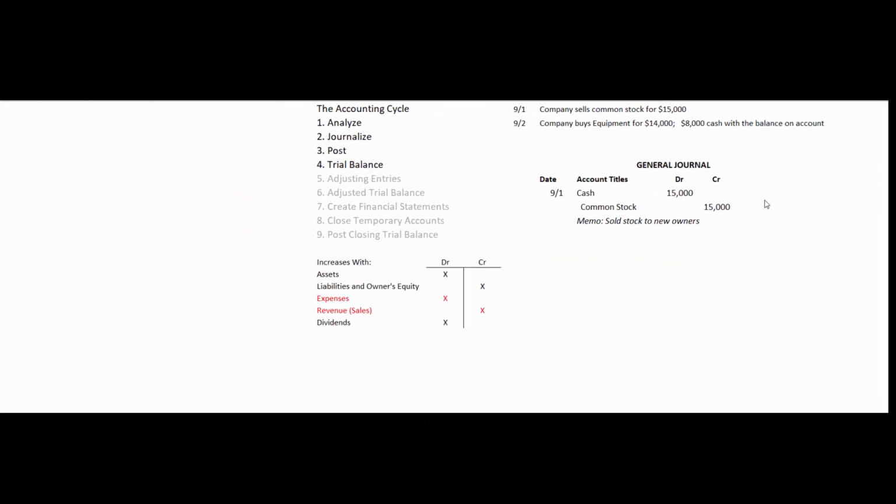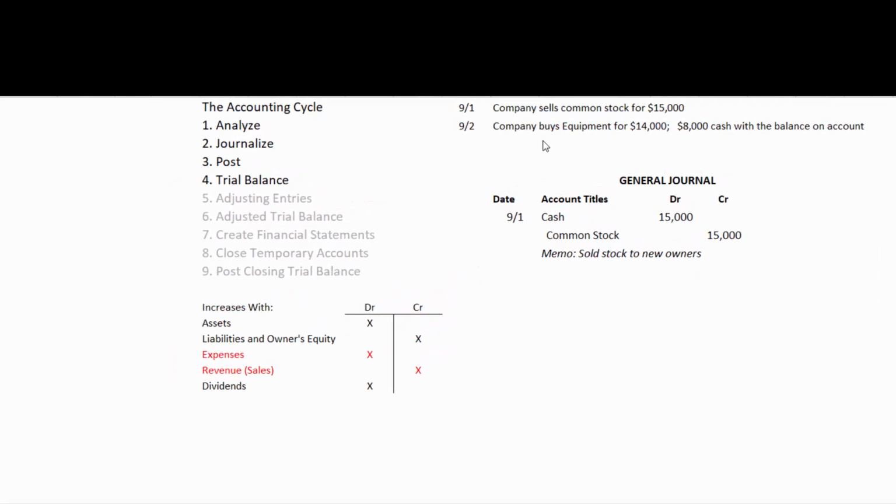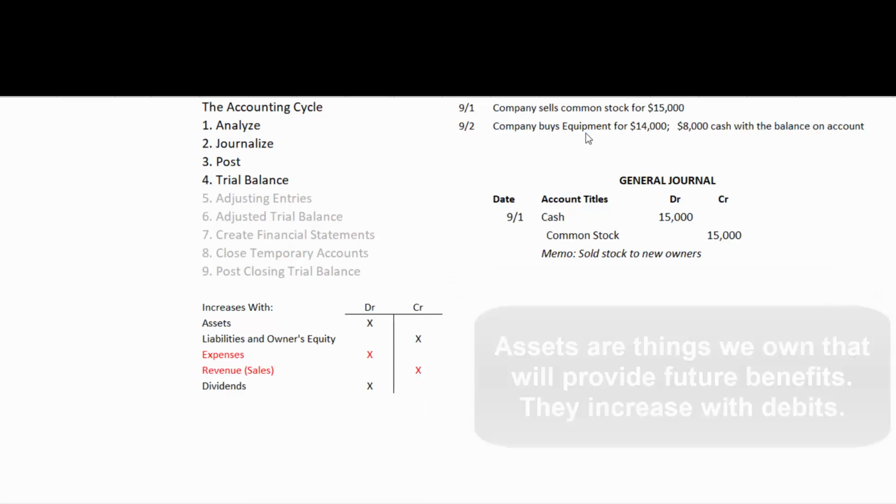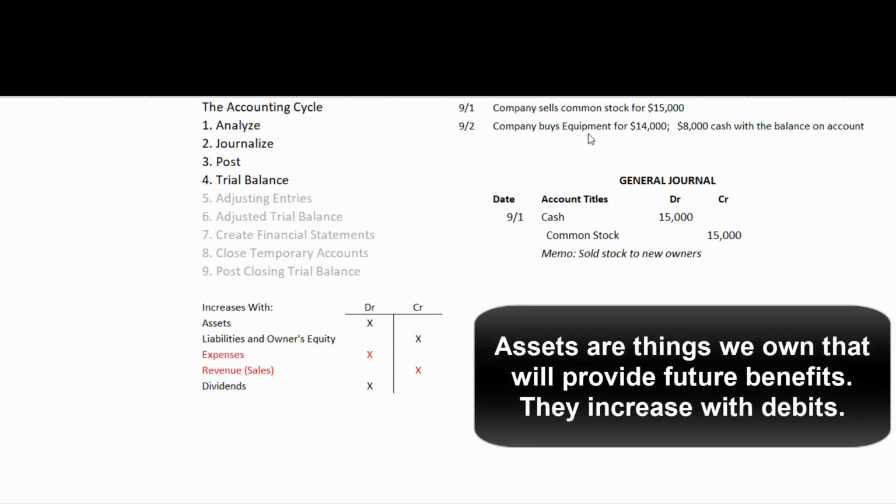The next transaction is on September 2nd. The company buys equipment for $14,000, putting $8,000 down and the balance on account. When we're paying for something on account, that means an account payable. What's happening to equipment? Equipment is an asset. Assets are things that we own that are going to provide us with future benefits. Assets increase with debits, so we're going to debit equipment for $14,000.